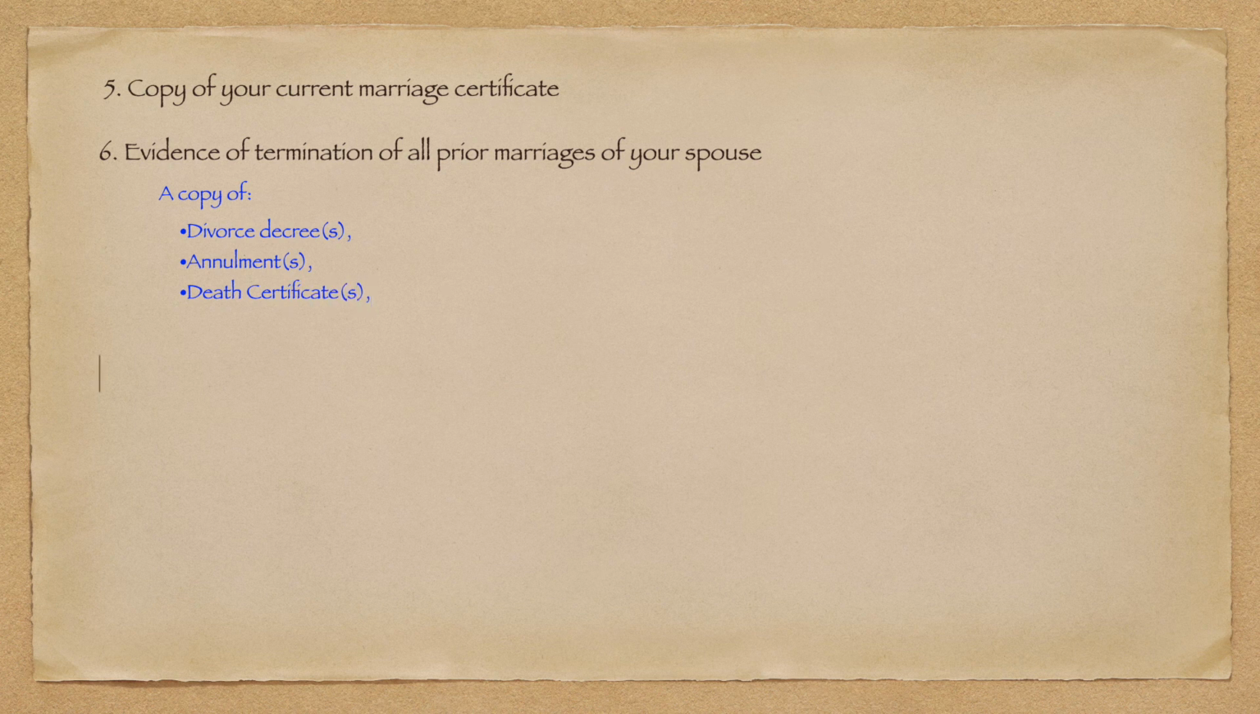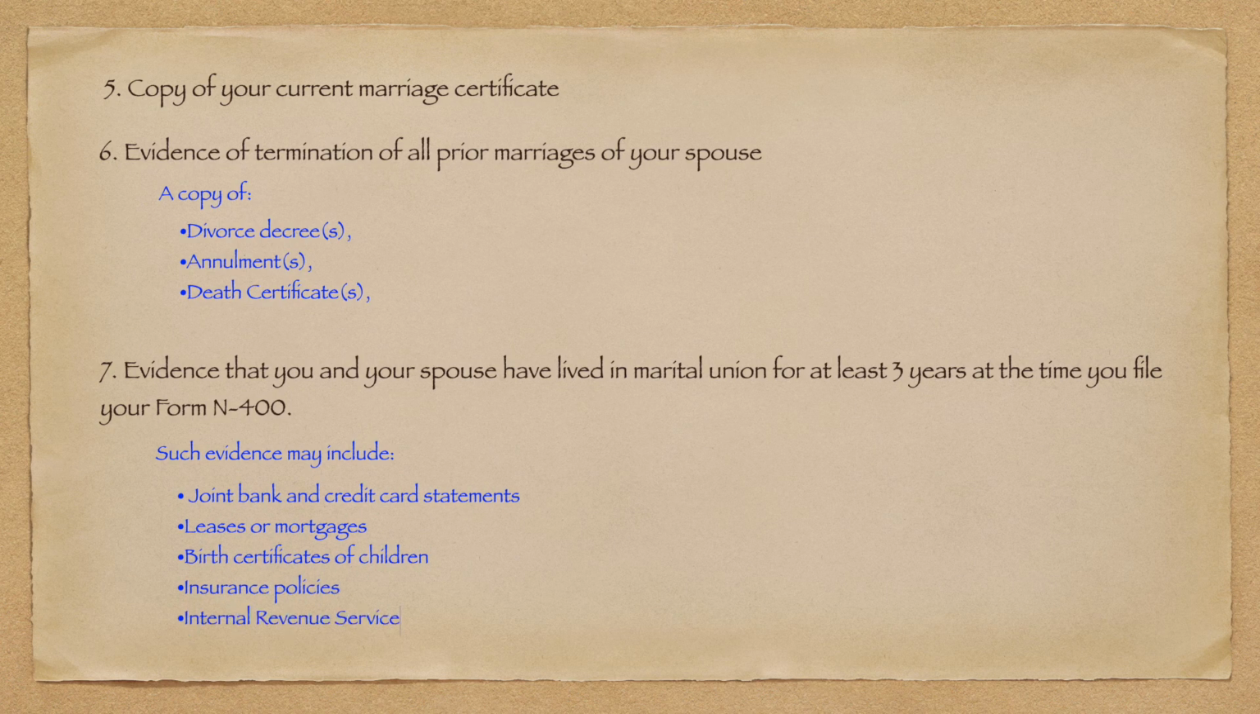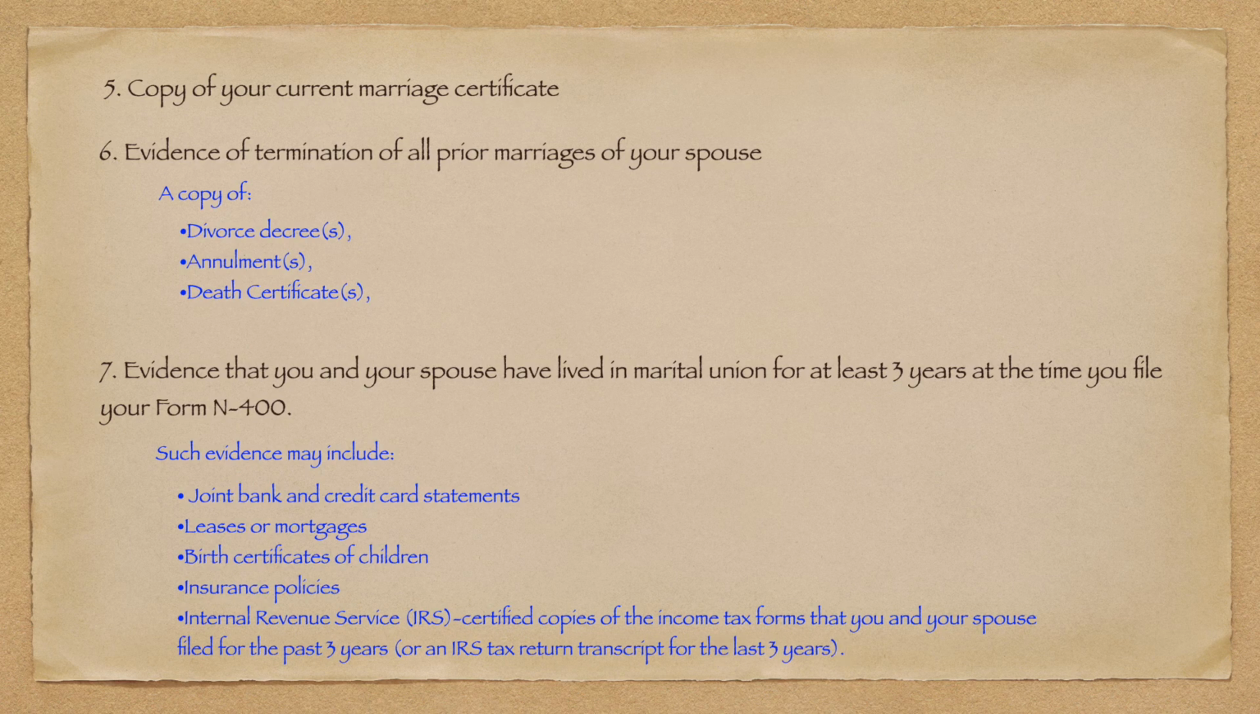And then evidence that you and your spouse have lived in marital union for at least 3 years at the time you file your Form N-400. Such evidence may include joint bank and credit card statements, leases or mortgages, birth certificates of children, insurance policies, Internal Revenue Service IRS certified copies of the income tax forms that you and your spouse filed for the past 3 years, or an IRS tax return transcript for the last 3 years.